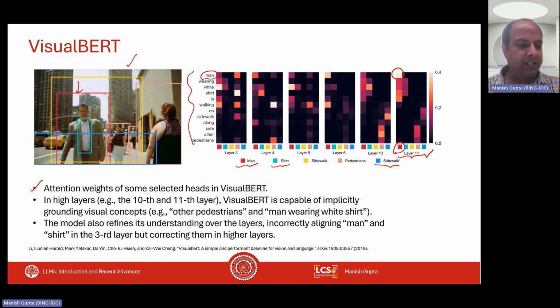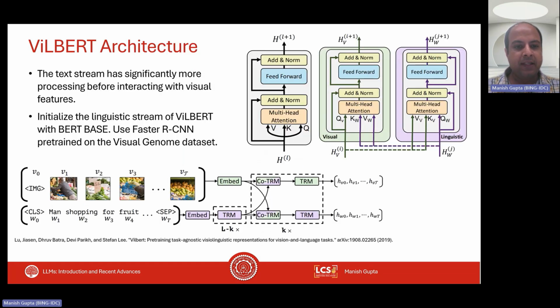You can actually pause the video here and observe that this holds also for other kinds of things like sidewalk, pedestrians, shirt, and so on. Okay.